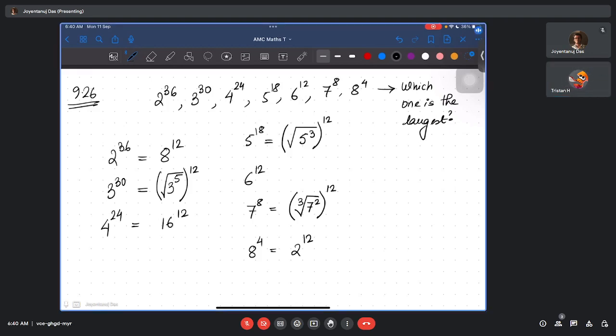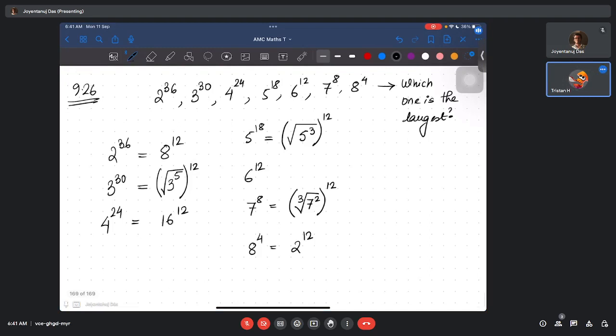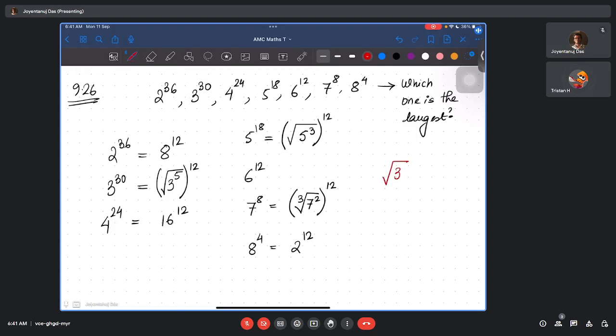Tell me, how will you compare? First I found the approximate values of the root ones. The square root of 3 power 5 would be about 15.5. Are you using a calculator? No, I did not use a calculator. I just approximated. So this is approximately how much? Just above 15, somewhere above 15.